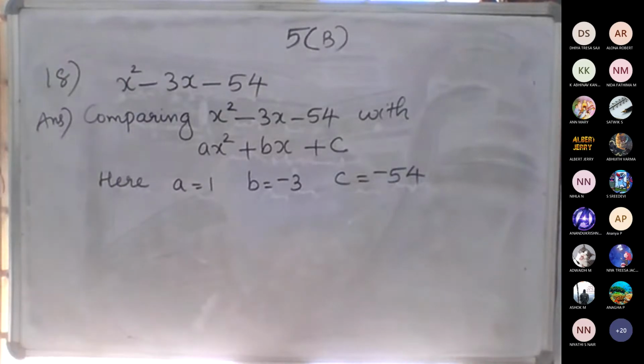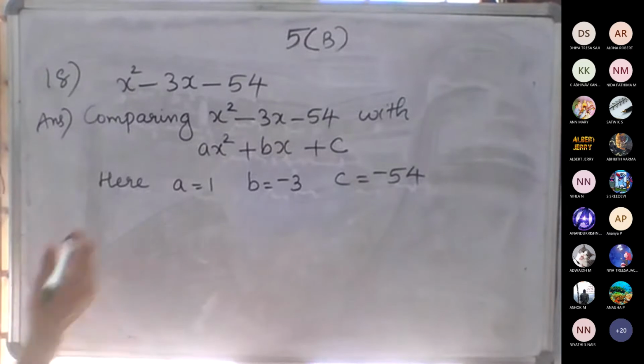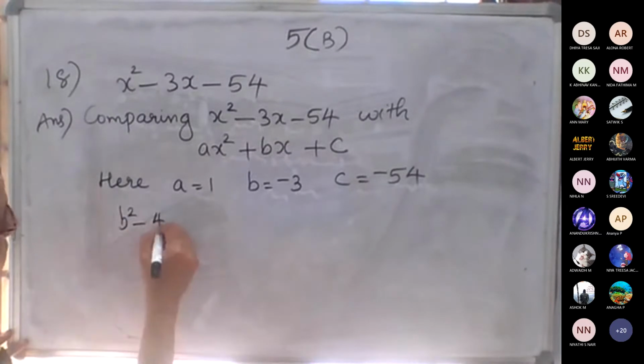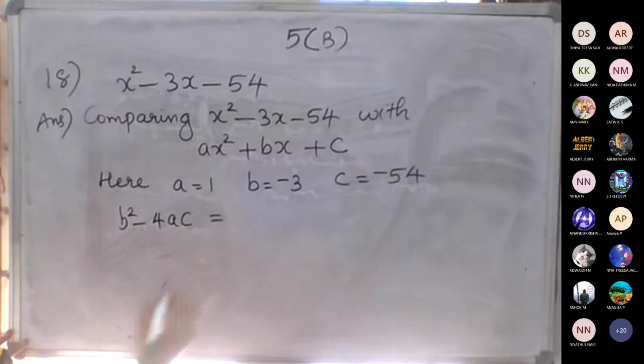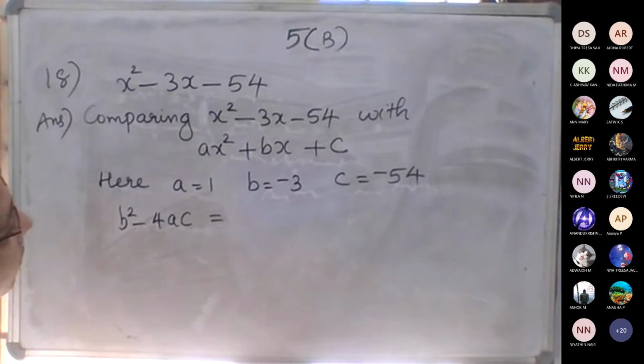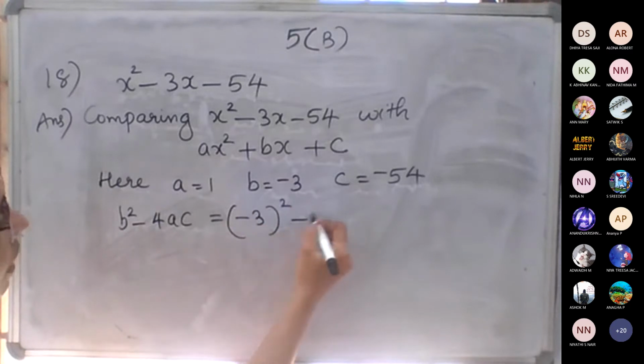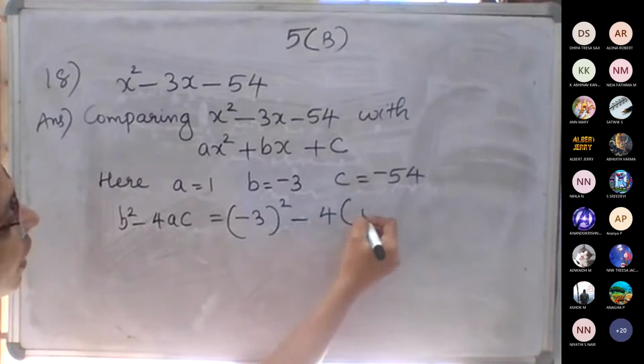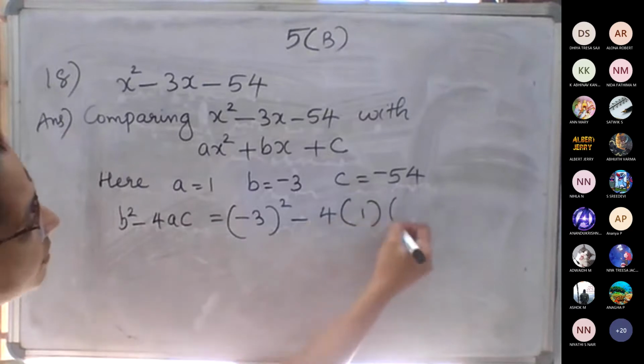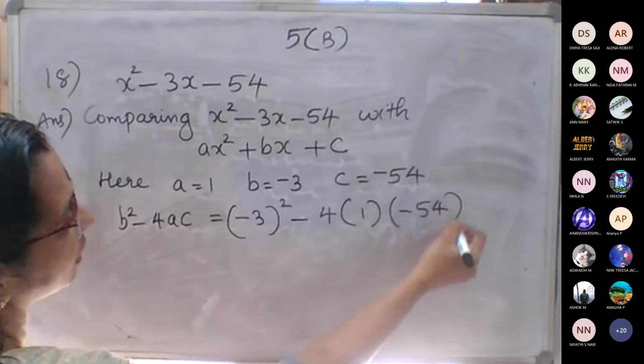Then after comparing, we have to write b square minus 4ac. You will be familiar with this b square minus 4ac from 10th standard. So how can we write it? Negative 3 the whole square minus 4 into a, 1, c, negative 54. Is it clear?